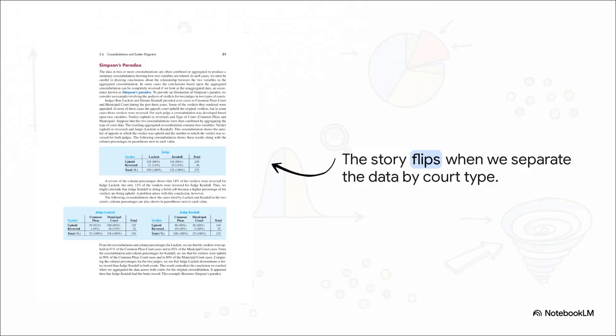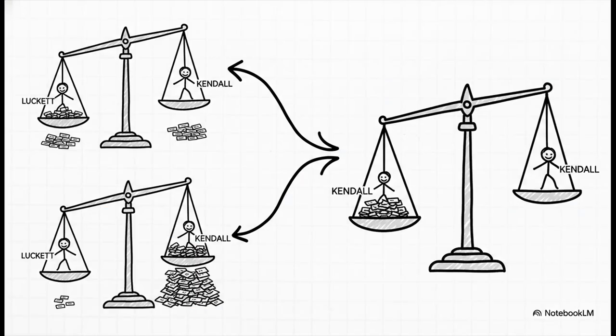So here's the twist. These two judges didn't work on the same types of cases. They worked in two totally different courts, common pleas and municipal. Now, when we break the data down and look at each court separately, the story completely reverses. In common pleas court, Judge Luckett actually has a better record. And in municipal court, well, what do you know? Judge Luckett also has a better record. Yeah, just let that sink in for a second. Judge Luckett has a better track record in both individual courts, yet she looked worse when we combined the data. How is that even possible?